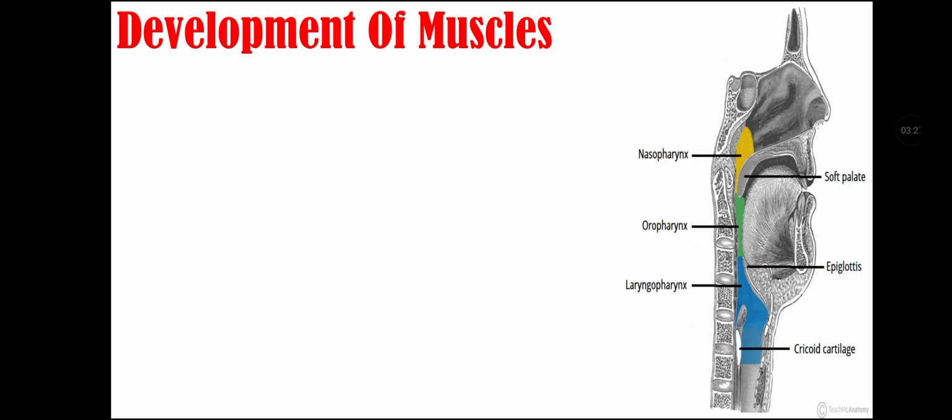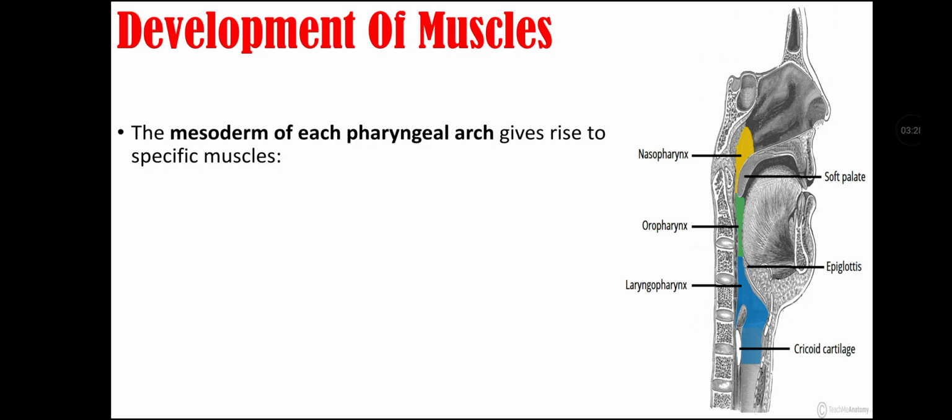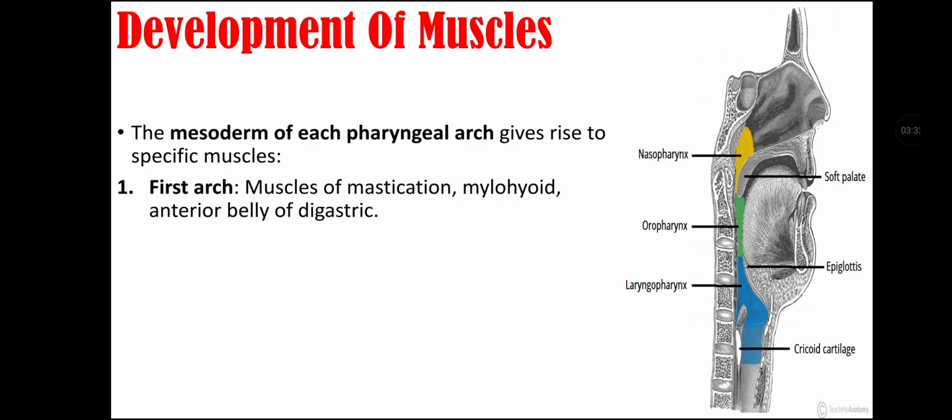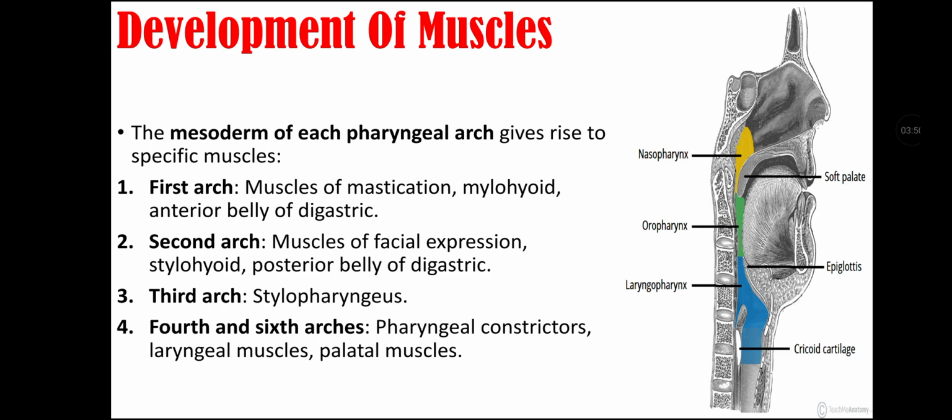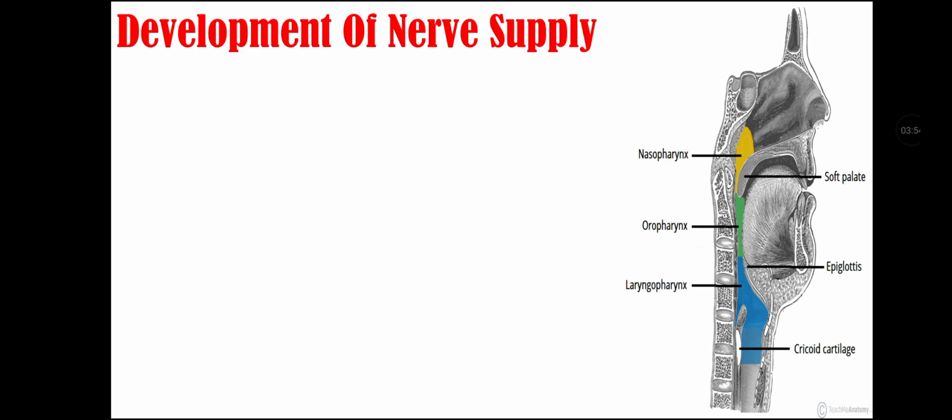Talking about development of muscles of pharynx, the mesoderm of each pharyngeal arch gives rise to specific muscles. First arch gives rise to muscles of mastication, mylohyoid muscle, and anterior belly of digastric. Second arch gives rise to muscles of facial expression, stylohyoid muscle, and posterior belly of digastric. Third arch gives rise to stylopharyngeus muscle, and fourth and sixth arch give rise to pharyngeal constrictors, laryngeal muscles, and palatal muscles.